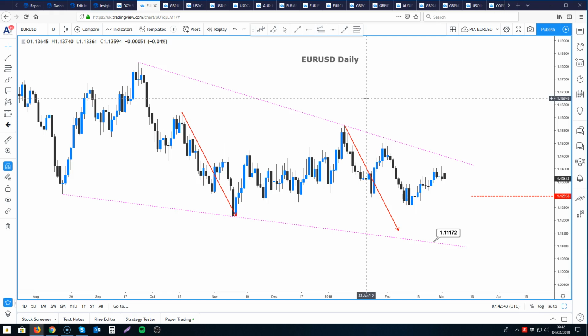We're going to break down all the currency pairs, highlighting what formations we're seeing this week, basically what we're expecting to happen. So we're starting off with the euro dollar.